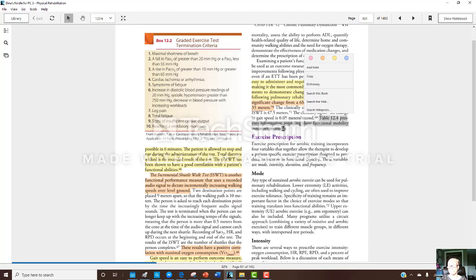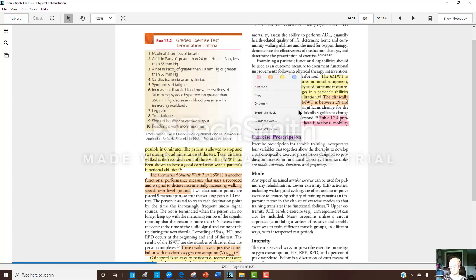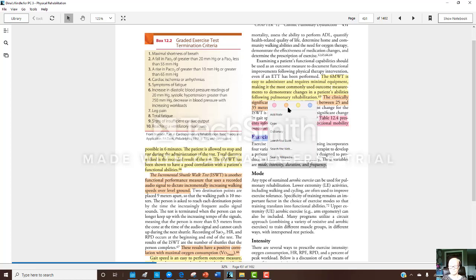Exercise prescription. Exercise prescription for aerobic training incorporates 4 variables that together allow the therapist to develop a patient-specific exercise prescription designed to produce an increase in functional capacity. These variables are mode, intensity, duration, and frequency.